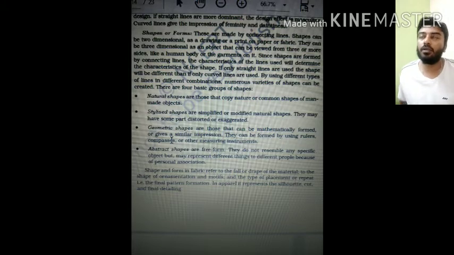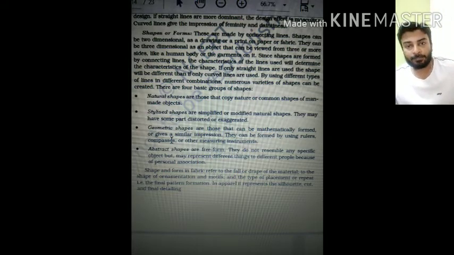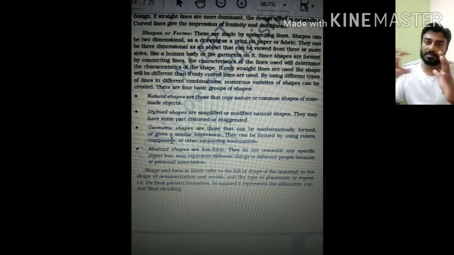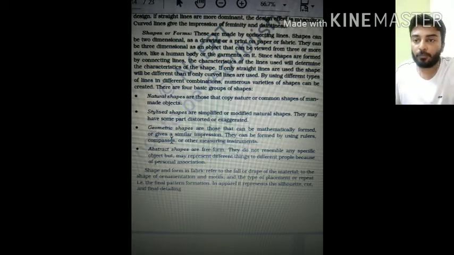So if only straight lines are used, a pattern will follow and a shape will be formed. Now if only curved lines are used, then a particular shape or form will take place, and it can also be done by combining the straight lines as well as the curved lines together, then also a particular design will follow.